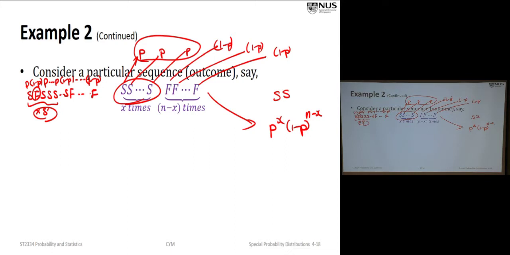I can give you another sequence with X successes. So now my question: how many such sequences will give me X successes? Headache, right? But we learned it before. You can think of it like this. You have n numbers, 1, 2, 3, 4, up to n, and you just select X numbers out of it. How many ways can you choose X of them out of n distinct objects?